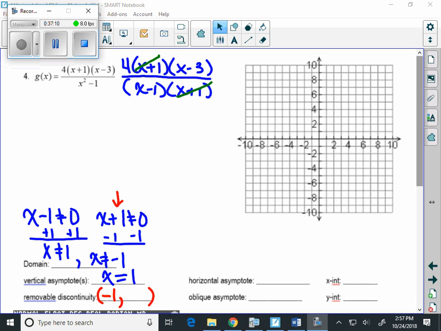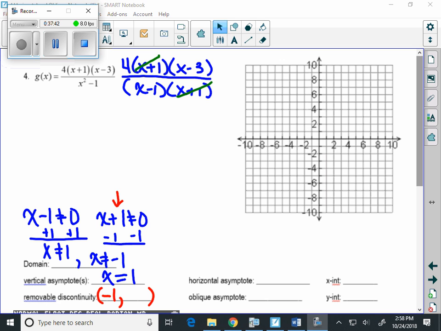So I think I left off that we were talking about removable discontinuity, and we figured out that the vertical asymptote is x equals 1, and the removable discontinuity is going to happen at negative 1 when x is negative 1. And the question is, well, how do we find the y value when x is negative 1 for removable discontinuity, which is going to mean that we're going to have a hole in the graph. So remember, with the vertical asymptotes, it's a gap in the graph. With the removable discontinuity, it's going to be a gap in the graph.